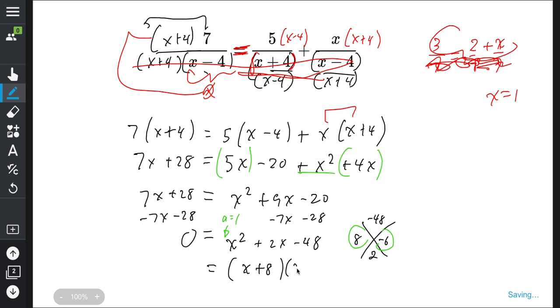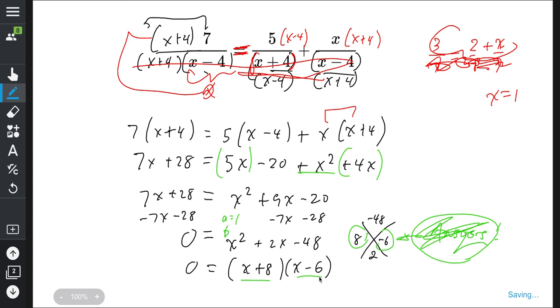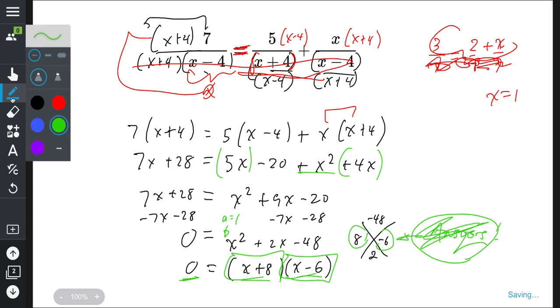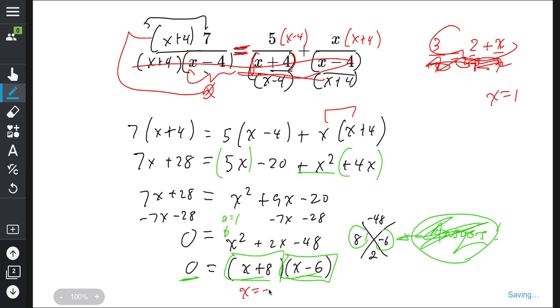x plus 8. Don't skip this step. Don't think that these are your answers. Don't be too hasty. Those are not your answers. These are the terms that you use to make your binomials, and the binomials must be set to 0 for you to get your solutions. Your solutions will therefore be this and that. Those are your two solutions. Why two solutions? Because you had a quadratic equation.